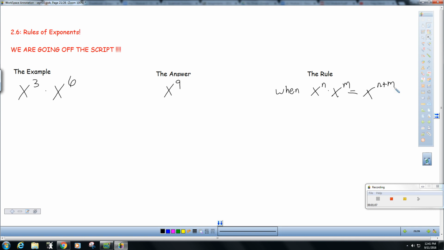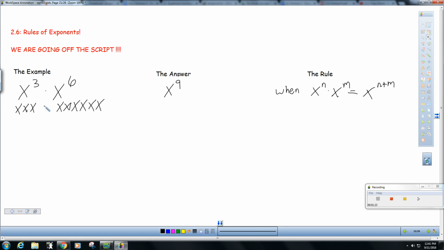Why? Well, what's x cubed? It's x times x times x. And what's x to the 6th? It's x times itself 6 times. So how many times do we do it total? We just add.